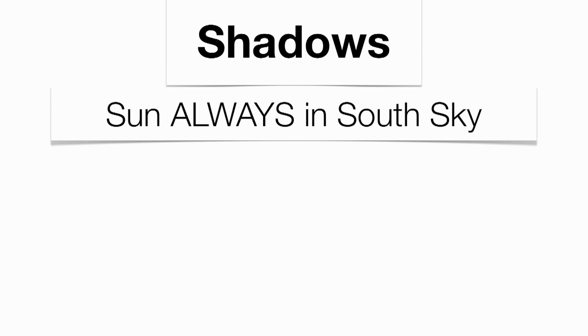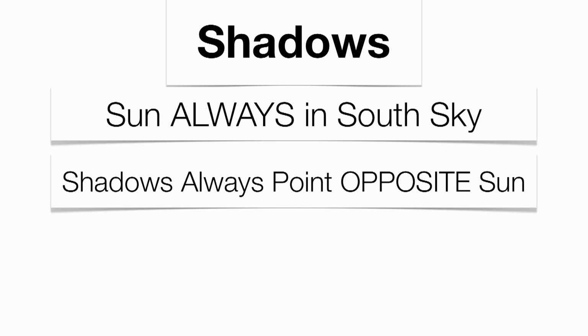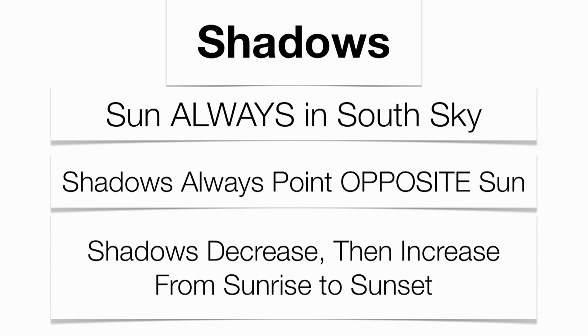Now shadows are going to be important. They always tend to be asked on your Regents exams. You have to realize that the noon sun's always in the southern sky here in New York State, which means that your shadow is always going to point in the opposite direction. So whether the sun is in the east, in the southern sky, or setting in the west, realize that your shadow always points in the opposite direction of the sun.